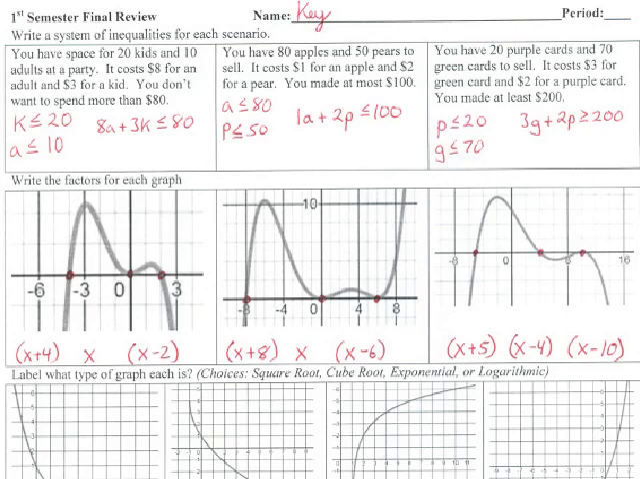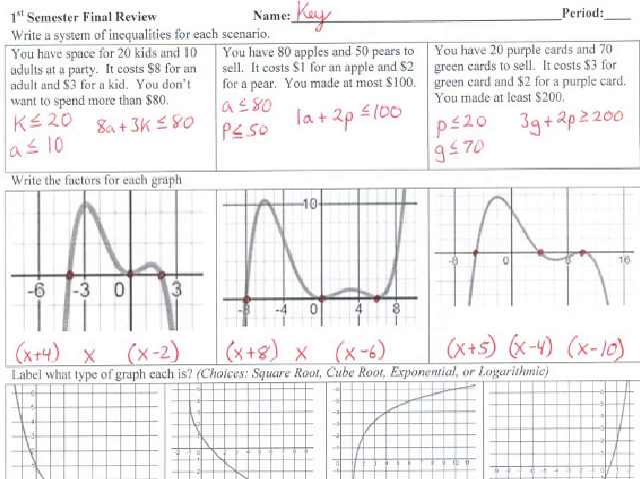So let me talk you through this final review of solutions. You have space for 20 kids and 10 adults in a party. It costs $8 for an adult and $3 for a kid. You don't want to spend more than $80.